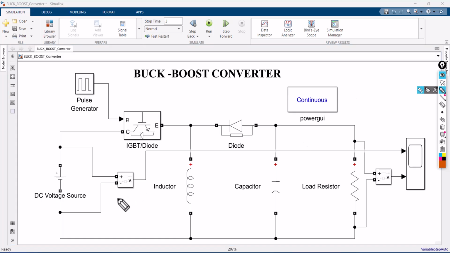This is the input DC voltage source, and this buck-boost converter consists of a diode and a switch. On the input side you have a switch, and on the output side you have a diode. Notice that the diode is connected in reverse mode. So if you measure the voltage across this resistor, you will get the output voltage in an inverting manner.